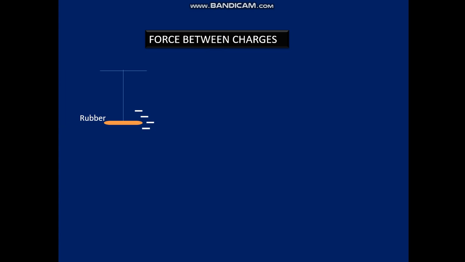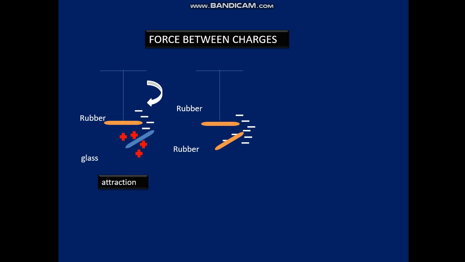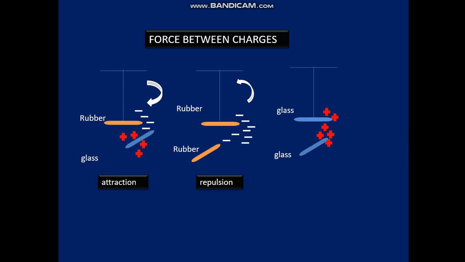Force between the charges. Suppose we have a rubber which is negatively charged and glass which is positively charged. They are unlike charges, so obviously there will be attraction. Now if you have a negatively charged rubber with a negatively charged rubber, there will be repulsion. So we have repulsion for like charges. Similarly, glass and glass will obviously repel, so there is repulsion here also.